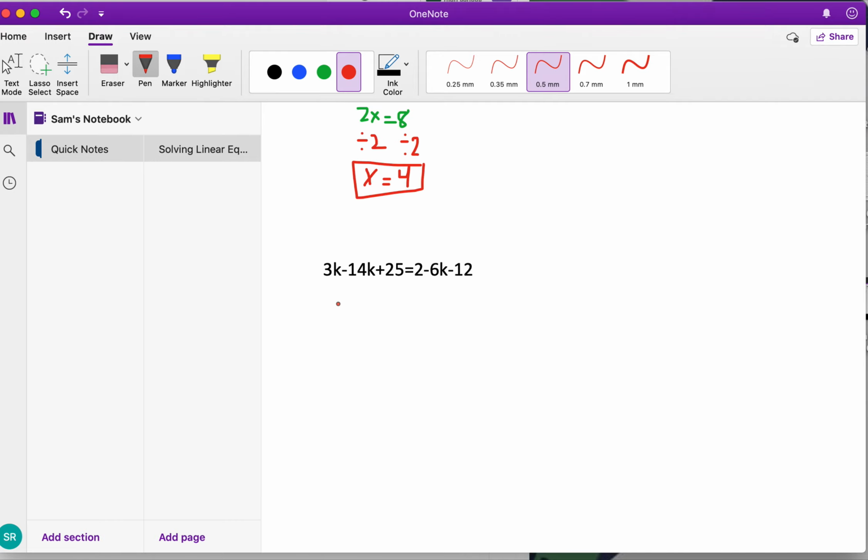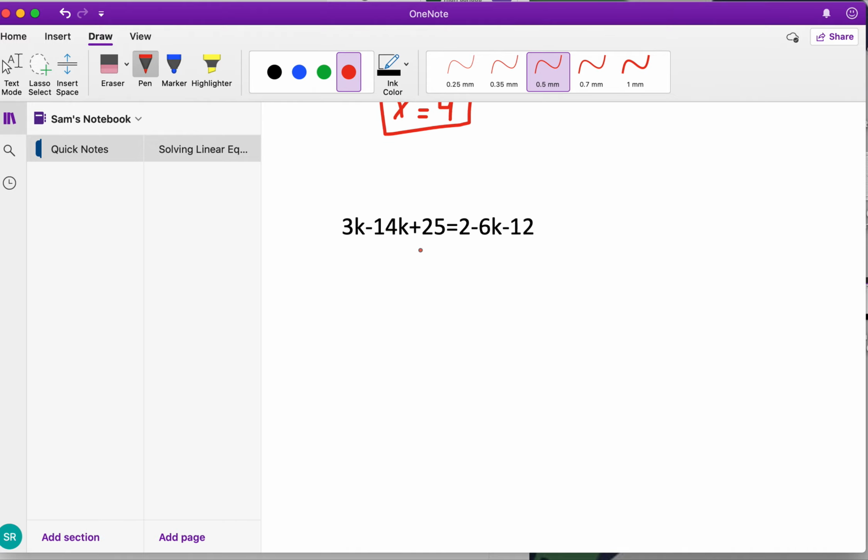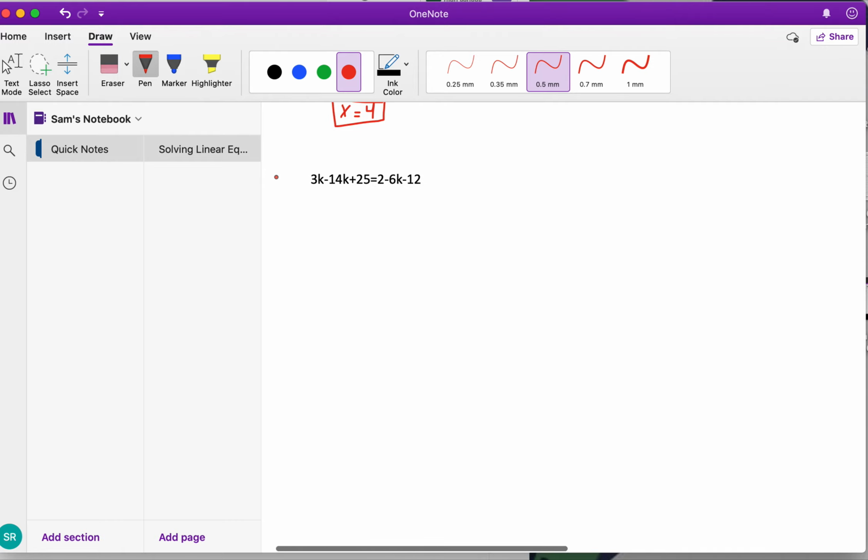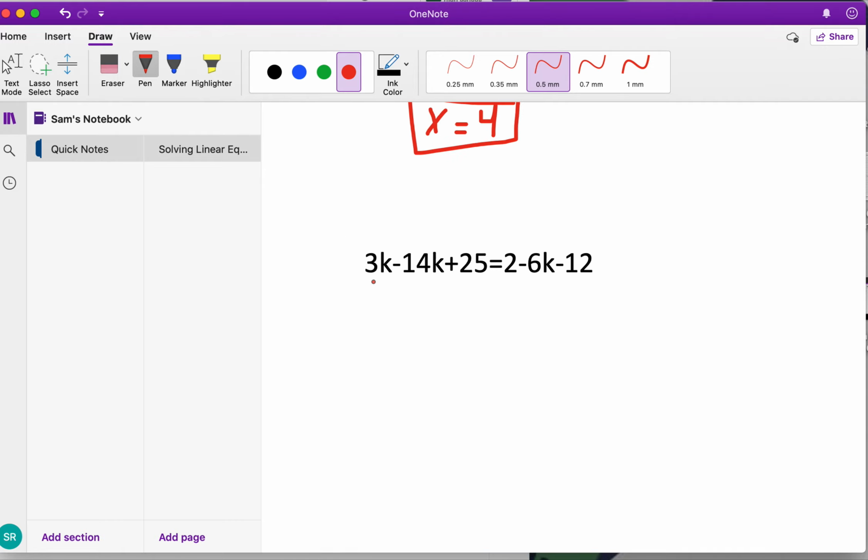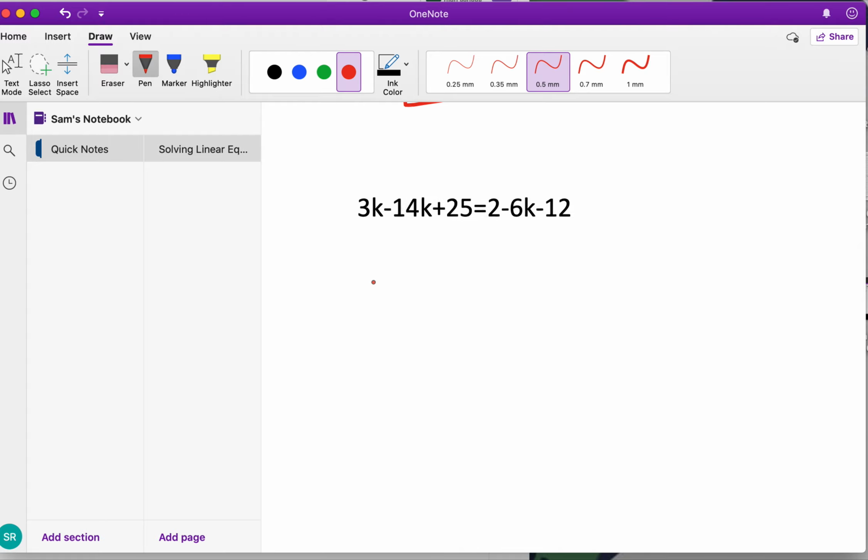So right here we have 3k minus 14k plus 25 is equal to 2 minus 6k minus 12. So we're not using x anymore, we're using k, but really it's the same concept. You can use any number or any letter you want to represent that variable. It could be x, y, z, or k in this case. And our first strategy here is on each side, we're going to combine the like terms.